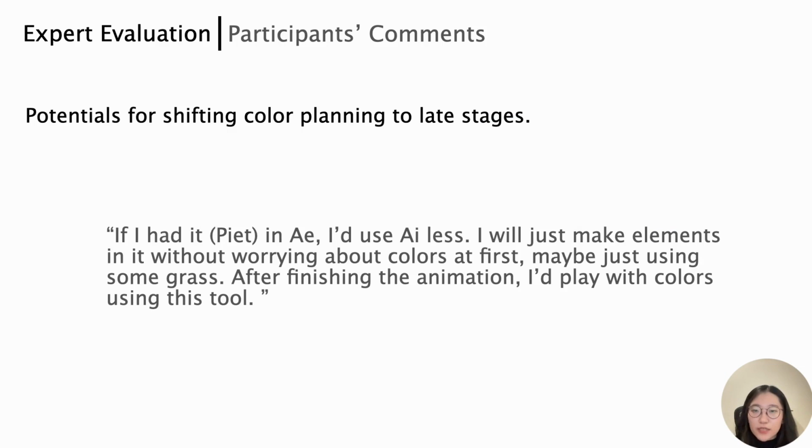Participants discussed the potential of Piet to be an Adobe After Effects plugin for late-stage color adjustments in motion graphics videos. They envision shifting most color decisions to post-animation, with a strategy of maybe initially working with basic or grayscale elements in Illustrator. This approach may potentially allow for more accurate color choices in contrast, and also opens the door for reducing reliance on Illustrator for simple projects.